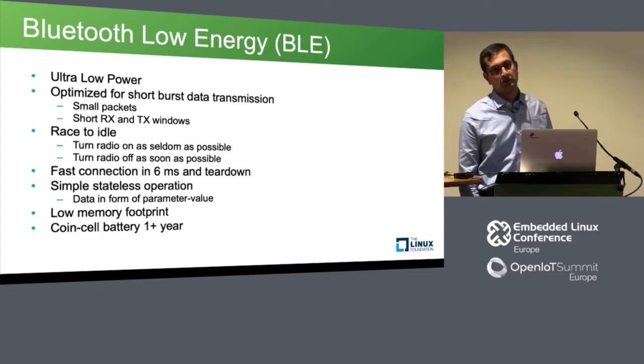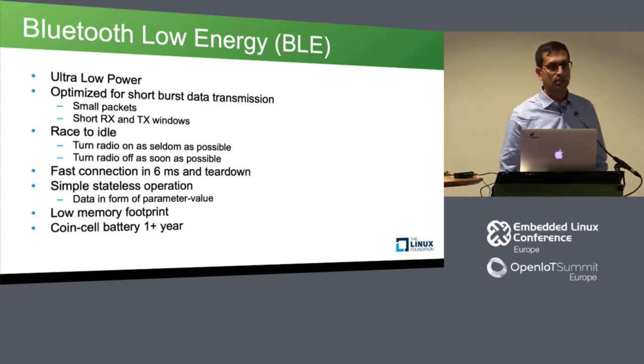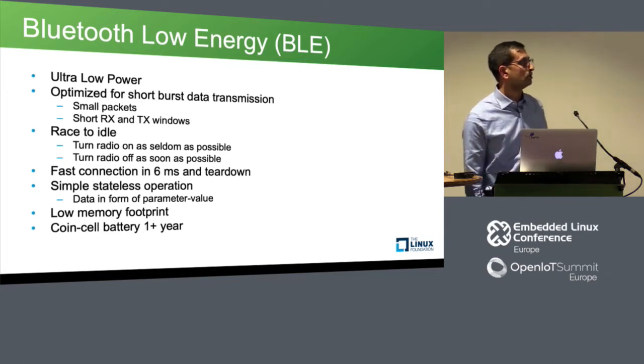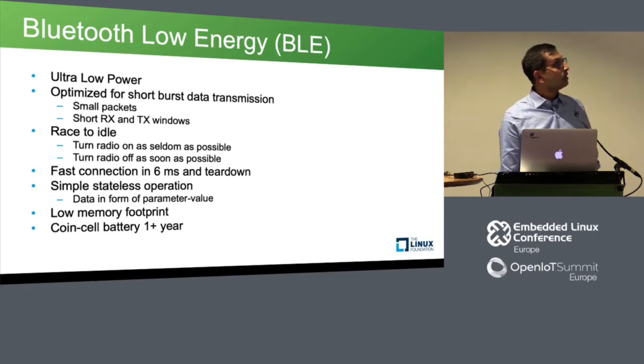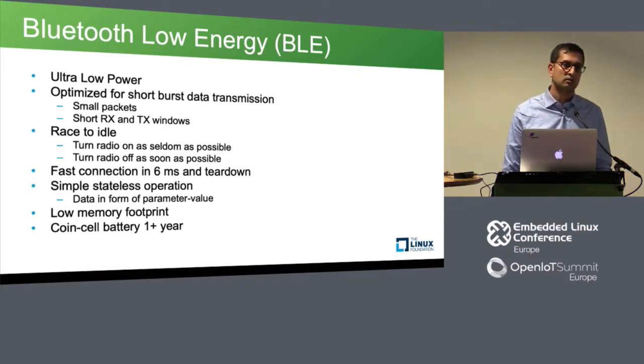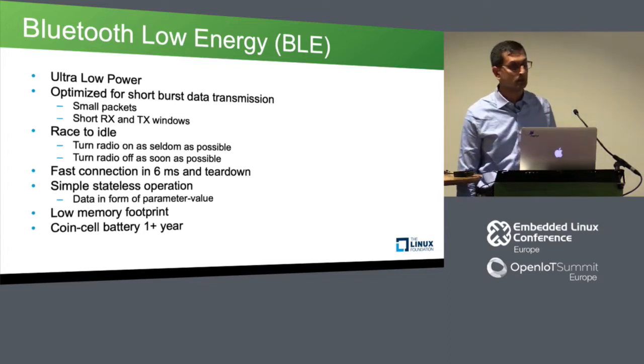What is Bluetooth low energy? It's ultra low power, even lower power than the basic rate. It's optimized for short burst data transmission, which means very small packets on air, and very short RX and TX windows. The main idea was race to idle, which is basically you turn on the radio as seldom as possible and turn off the radio as soon as possible. With this, you can achieve a connection, transmit data, and tear down within 6 milliseconds. So a device can advertise and be scanned by a second device and connected and transmit some minimum data and then tear down by 6 milliseconds.